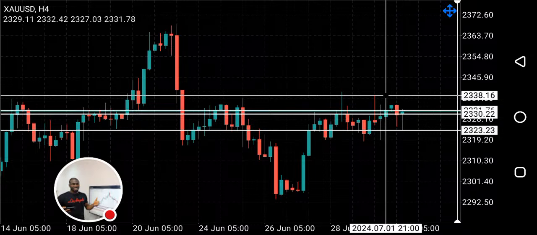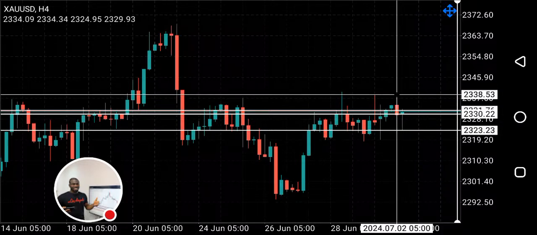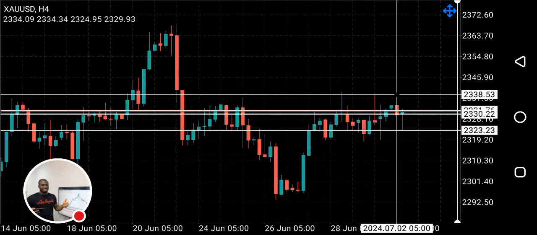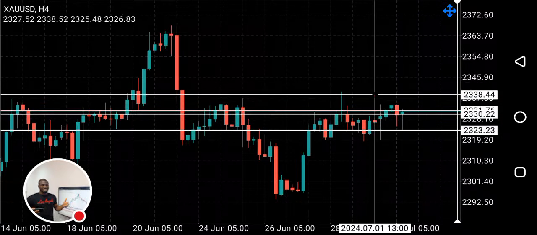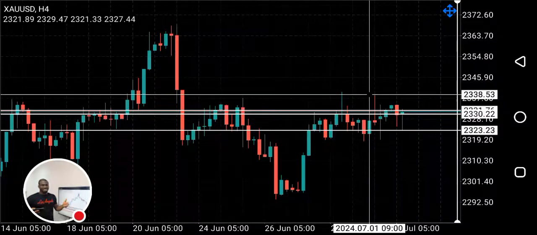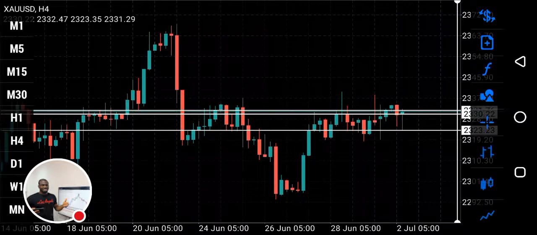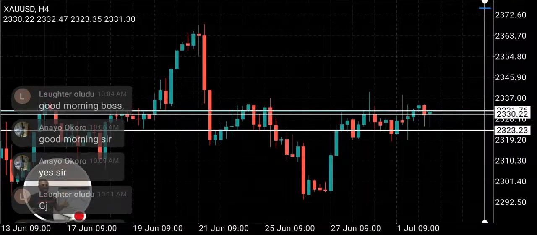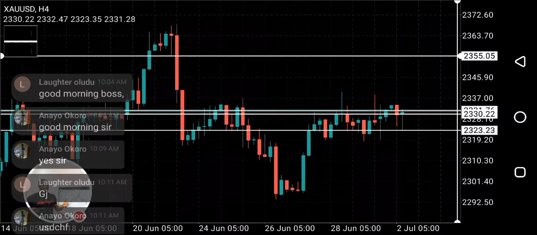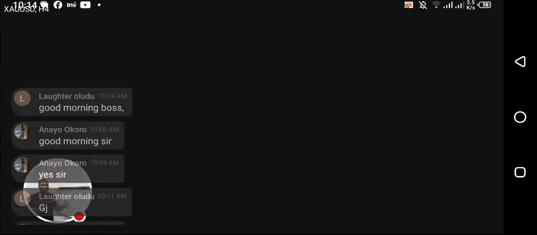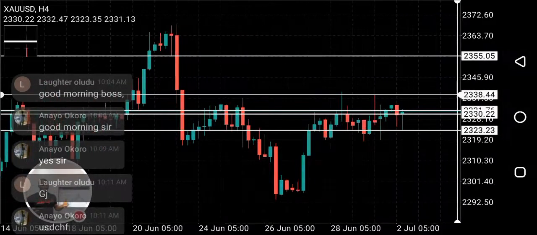Okay, 2338.16. That's about 80 pips risk. This is good. 80 pips is not too much on gold. So your stop loss should be at this previous high. That's my suggestion. If this high gets cleared, if a candle closes above this high, then it is likely gold is going to fill this fair value gap that was created on 4 hour.